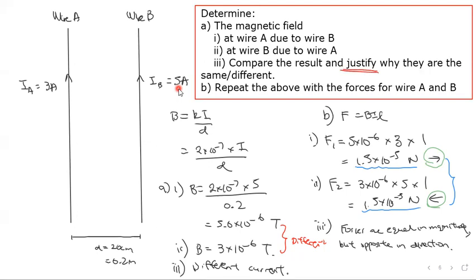And the justification is quite simple. They are equal in magnitude but opposite in direction, and this is basically because of Newton's third law. The force on Y2 from Y1 must equal the force on Y1 from Y2, same magnitude, opposite direction. And that will be your justification.